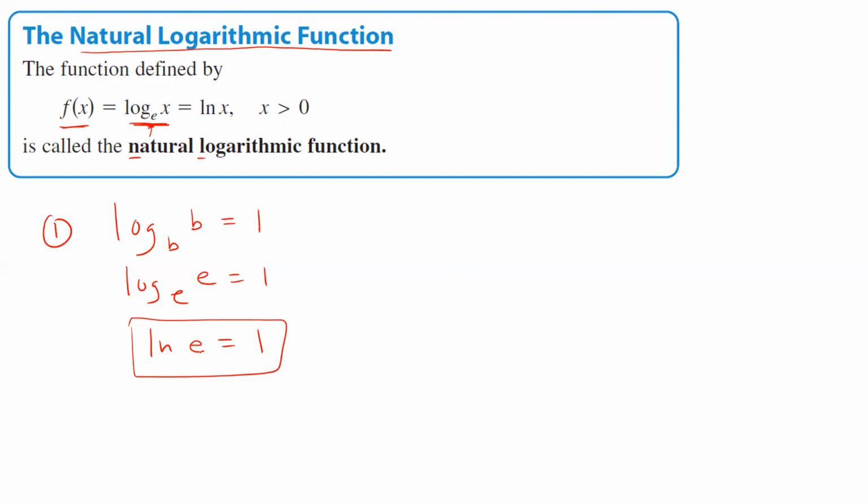So ln of E is 1. They cancel each other out. That's kind of what happens. You have an ln function, you have an E function. They cancel. Next rule, let's go with it here. Number 2. We'll go back in our notes. This one is log base B of B to the x is equal to x.